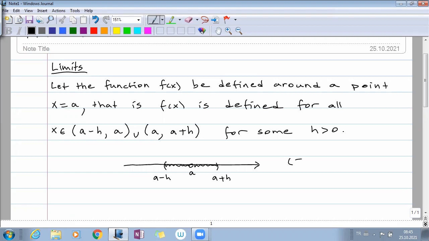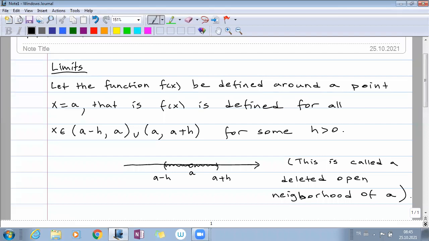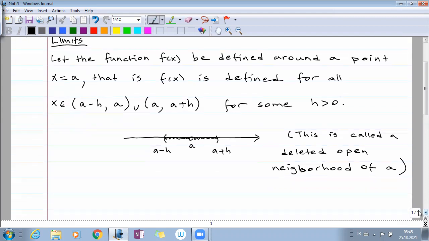This is called a deleted open neighborhood of A. Deleted because we take out the point A itself. All right. So probably you heard about limits before. Here we will try to give a more formal and maybe a little bit more detailed discussion of it.